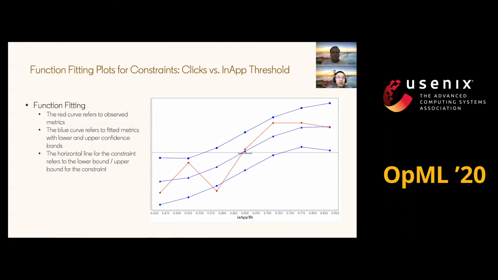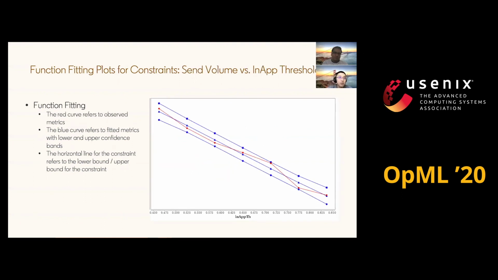If the utility is a constraint, we also provide the lower bound and upper bound for reference. In this plot, we can see as the in-app threshold increases, the click metric increases. The treatment click metric must be higher than the horizontal line if the click threshold is feasible. Similarly, we also have the plots of send volume versus in-app threshold. As the in-app threshold increases, the send volume decreases.